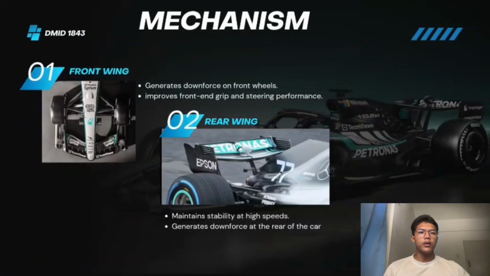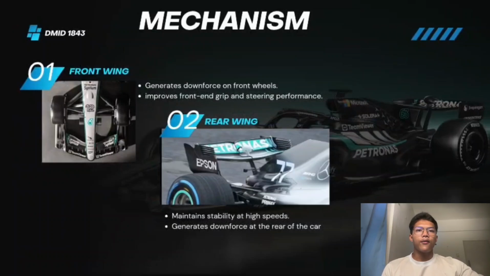Okay, let's move to the mechanism part. Firstly, we have the front wing, which is located at the front of the Formula 1 car. Its main function is to control the airflow as it first comes into contact with the car. The front wing generates downforce on the front wheels and directs air around and underneath the car. This helps improve grip, steering response, and overall cornering performance.